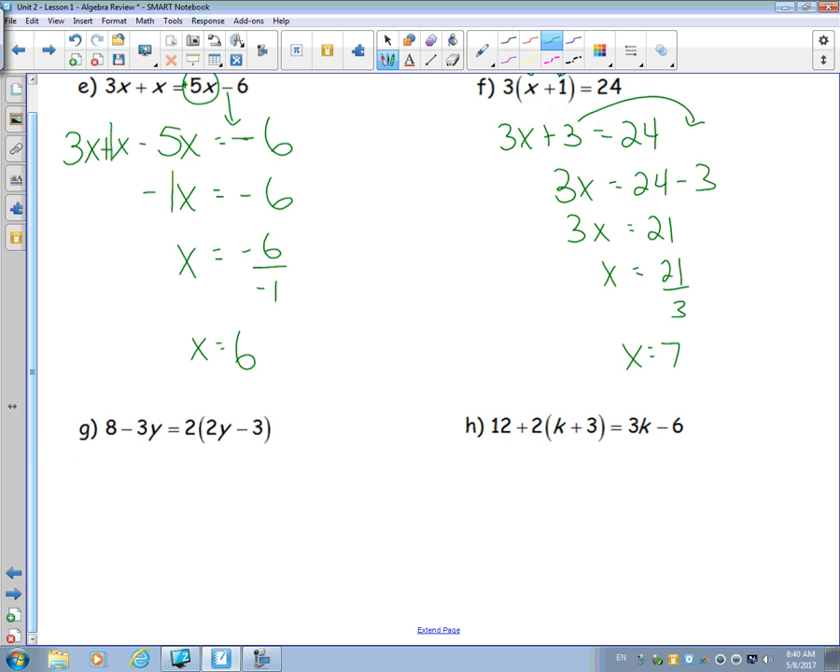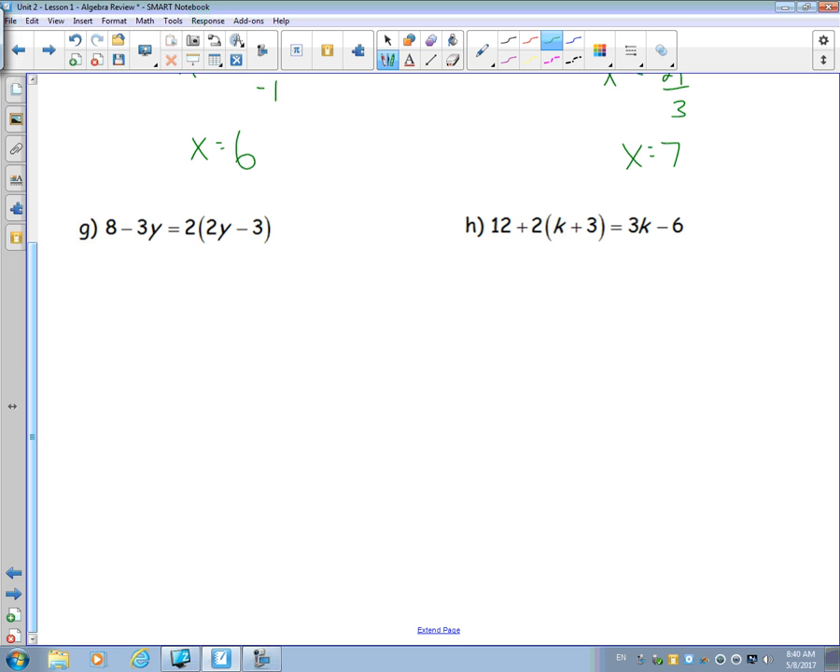You guys can try G and H. I would pause them, give them a try yourself, see if you can do this. We're going to expand our brackets first. So we're going to distribute. We're going to rearrange. So I'm going to bring all the y's to the left.